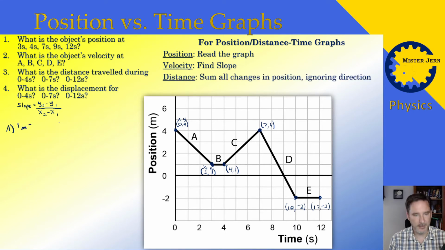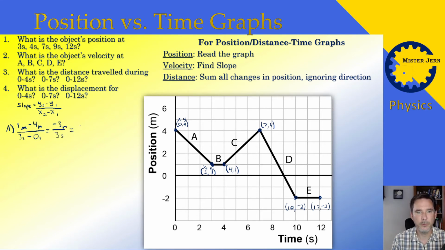1 meter minus 4 meters, divided by x2, which is 3 seconds, minus 0 seconds. And again, I've got them pre-labeled, which I was second guessing myself a minute ago, but then I just went back to what I've already thought about and wrote down, and it made a lot more sense. So 1 minus 4 is going to be negative 3 meters, divided by 3 seconds.